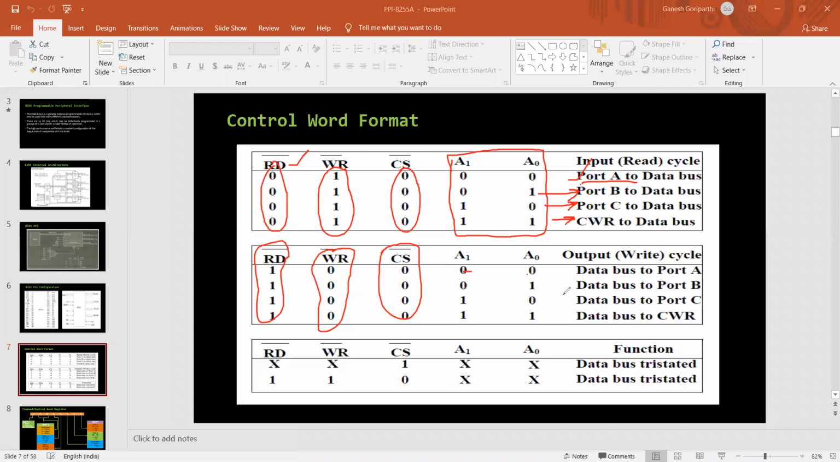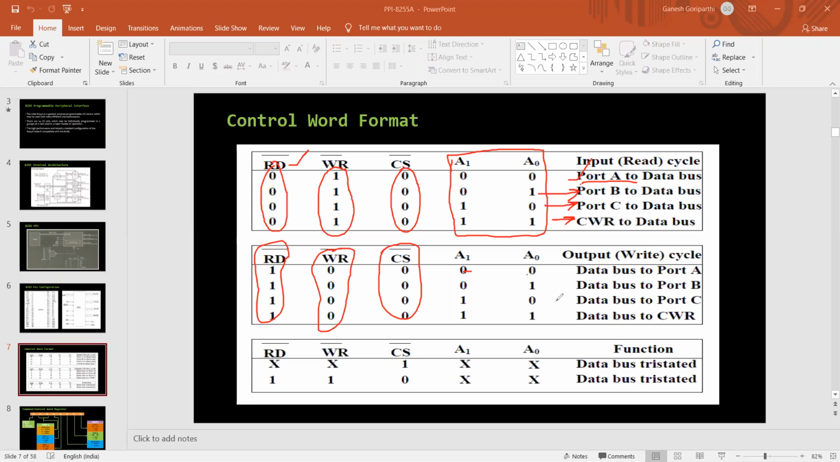Right. So whichever port you want to select has to be selected using the A0, A1 signals. And whether to produce a read operation or a write operation also has to be selected using the read bar or write bar signals. Okay, that is how you frame the control word.